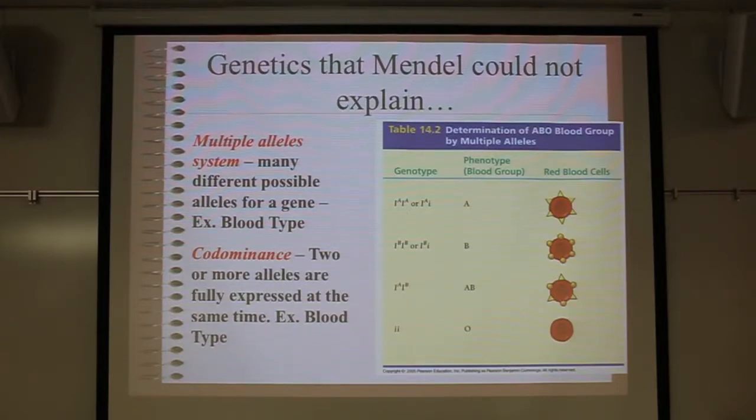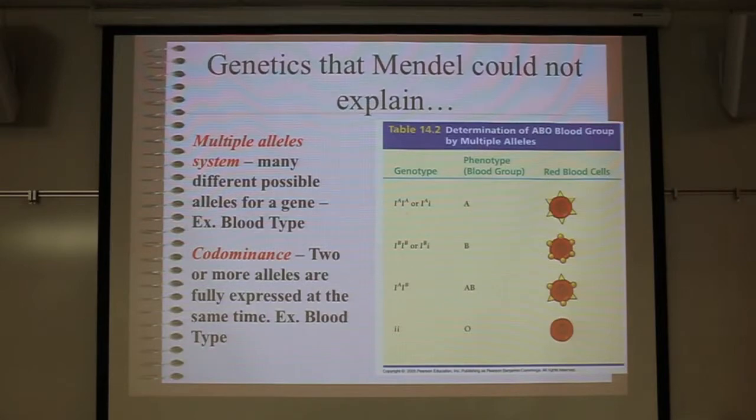So you can have one copy of the A in your blood type A. You can have one copy of the A and one copy of the B like you see down here, and then your blood type is AB. A and B are both dominant over O, which is recessive. So often with blood type they use this I, and the capital I represents the dominant trait and the lowercase i's represent the recessive trait. Okay, so that's a multiple allele system and codominance.